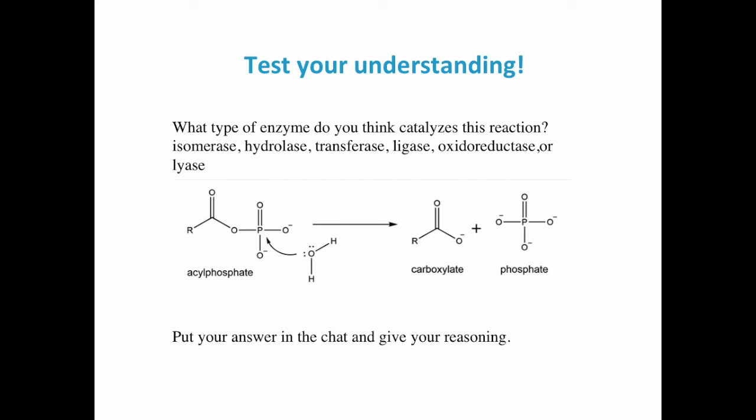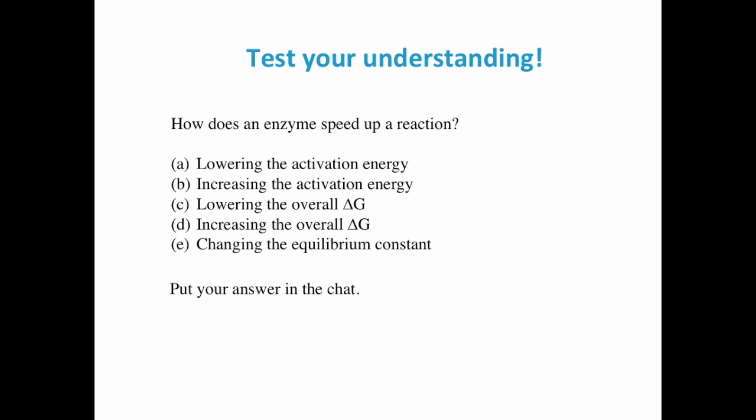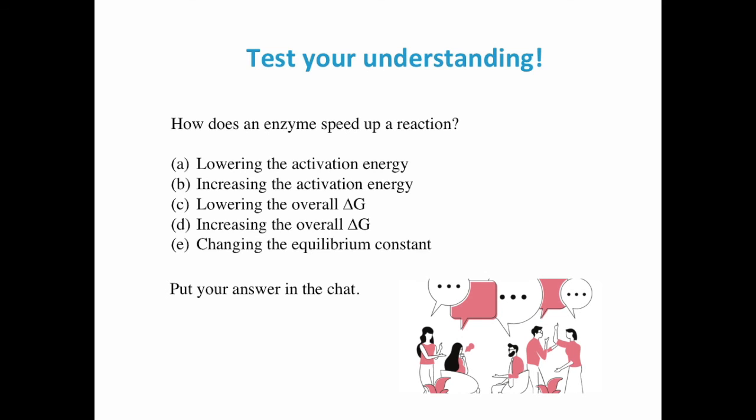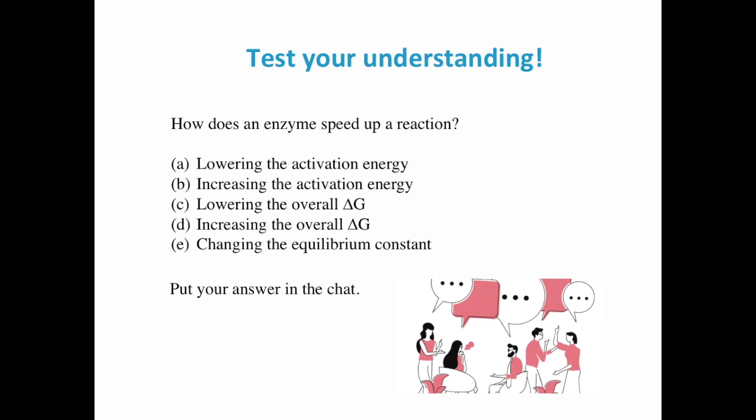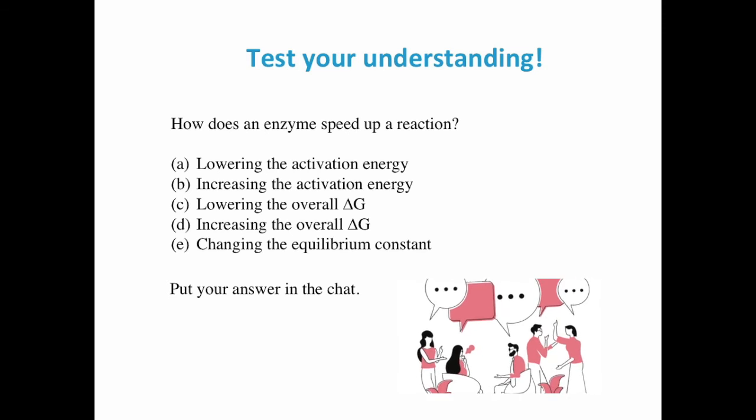Now I have a few questions here to test your understanding. So put your answer in the chat and give your reasoning. So here's a reaction. What type of enzyme do you think catalyzes this reaction? An isomerase, a hydrolase, a transferase, a ligase, an oxidoreductase, or lyase? Pause the video and put in your answer in the comments. Next question, how does an enzyme speed up a reaction? Look over the options and put your answer in the chat.